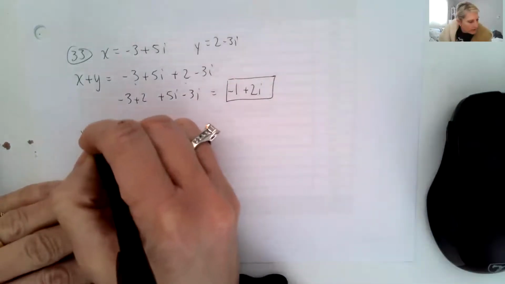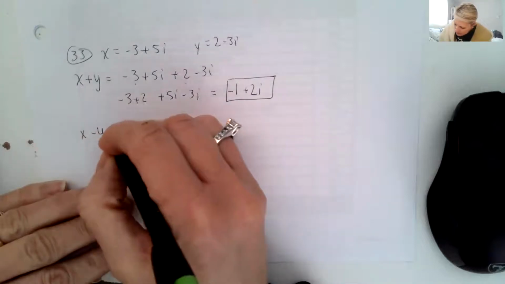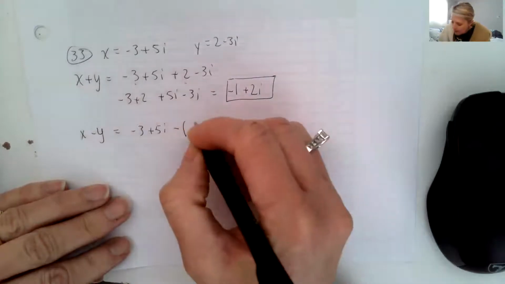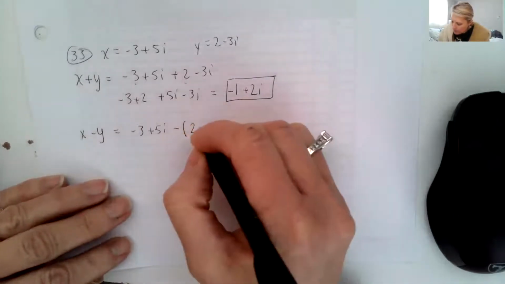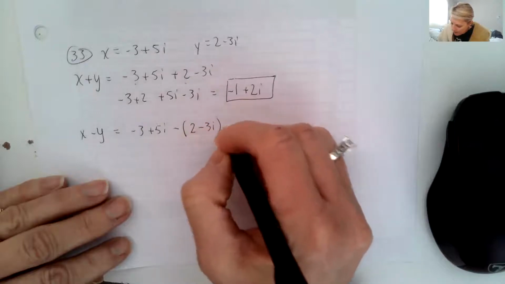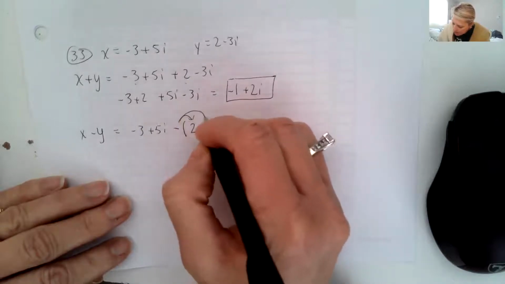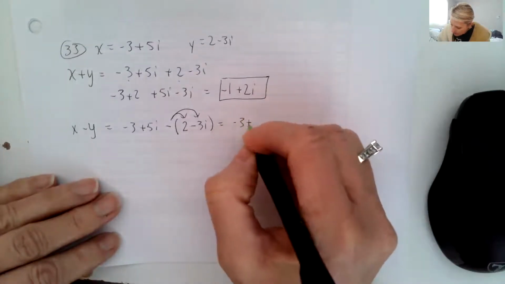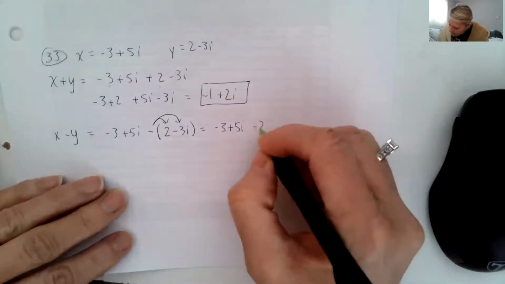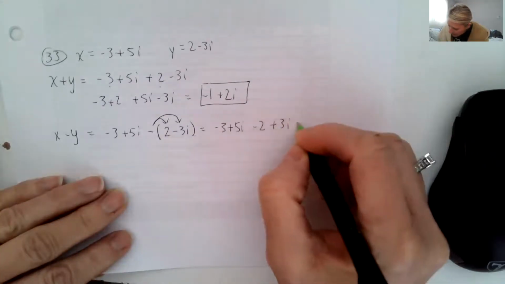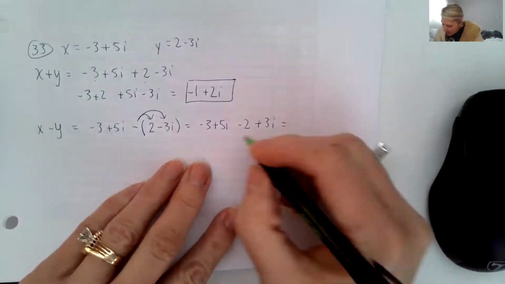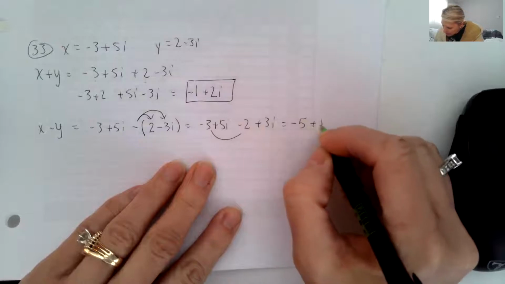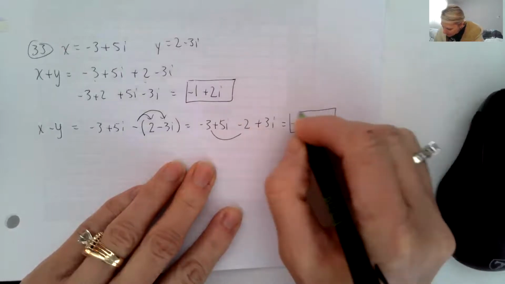Then they ask for x subtracting y, which means we have a -3 plus 5i subtracting the entire complex number of 2 minus 3i. So it's important that we go ahead and distribute that negative through. So we have a -3 plus 5i minus 2 plus 3i. And when we add like terms, we get a -5 as the real part plus 8i as the imaginary part.